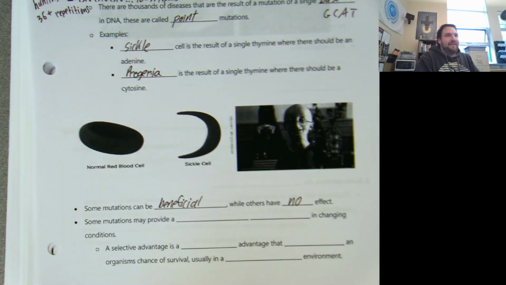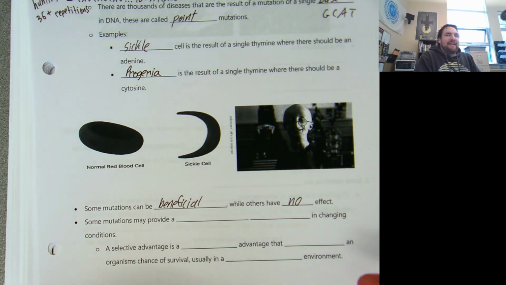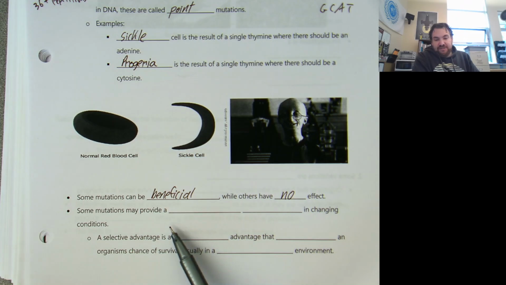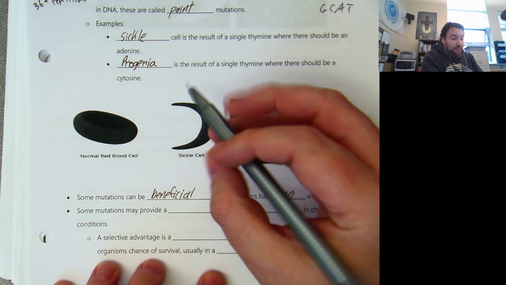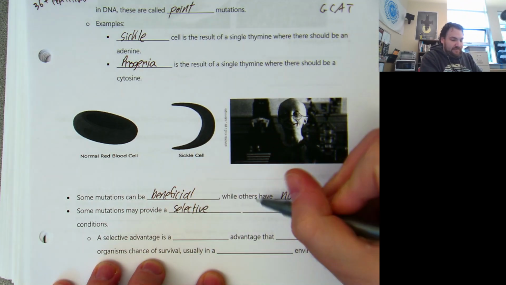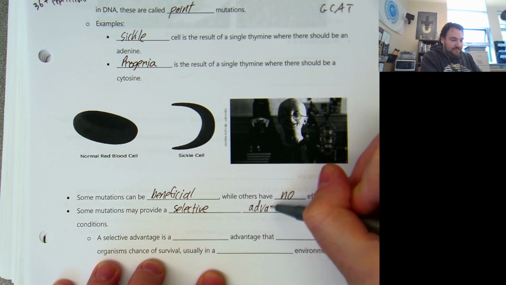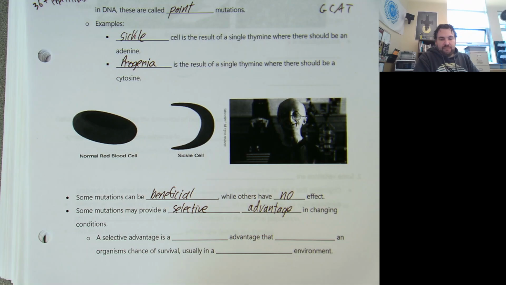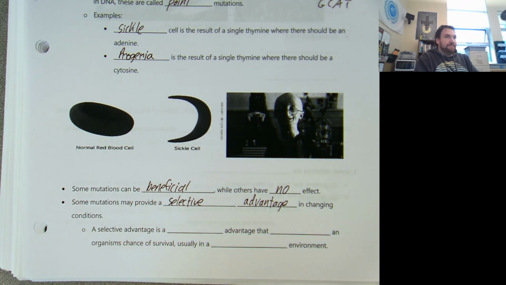Who knew? So stuff like that, beneficial or no effect mutations, and some mutations may provide what's called a selective advantage in changing conditions. This is the basis for what theory?